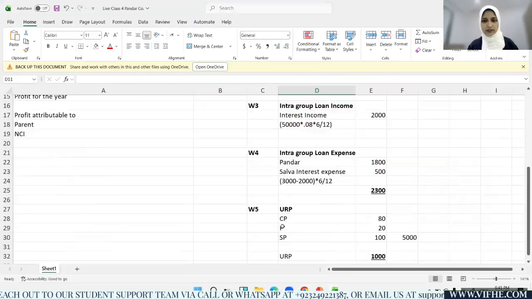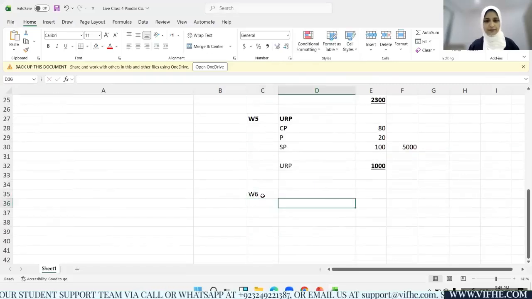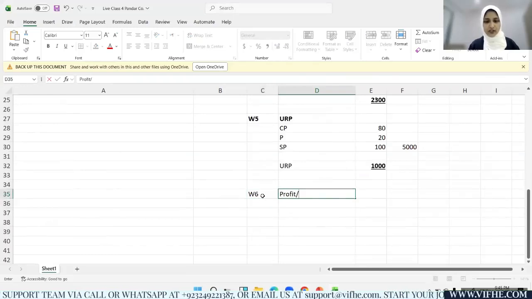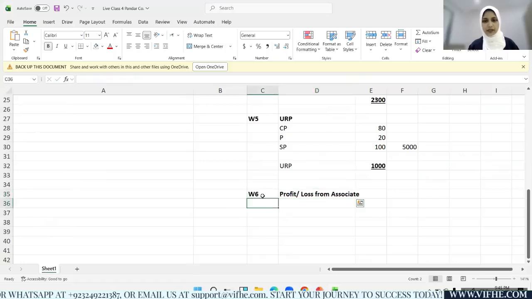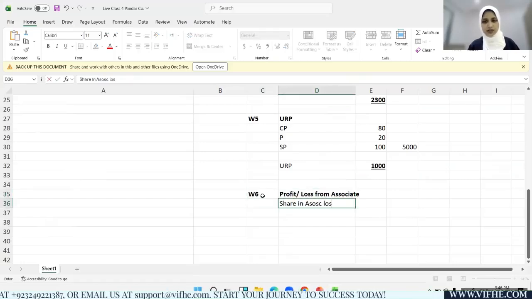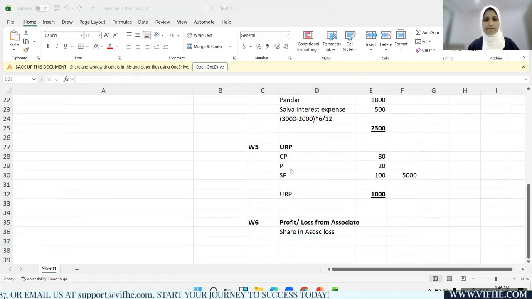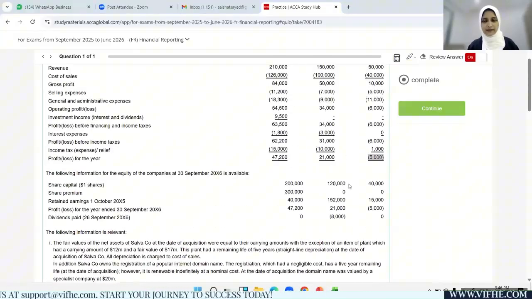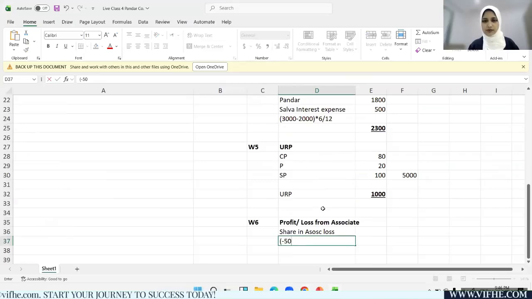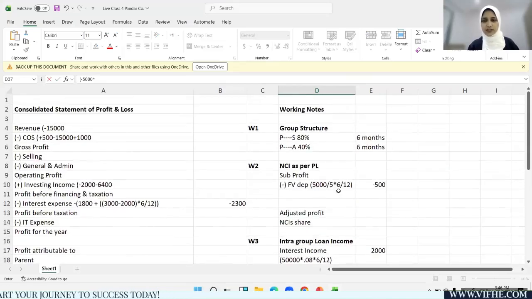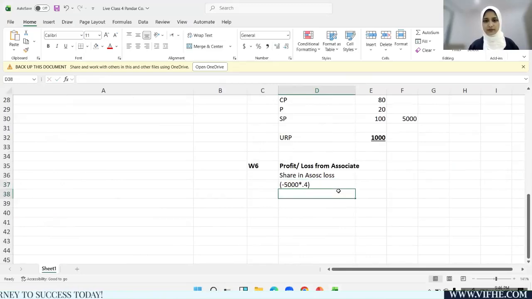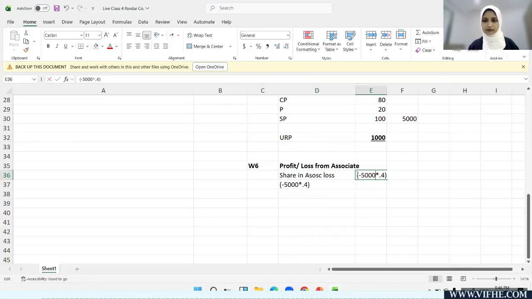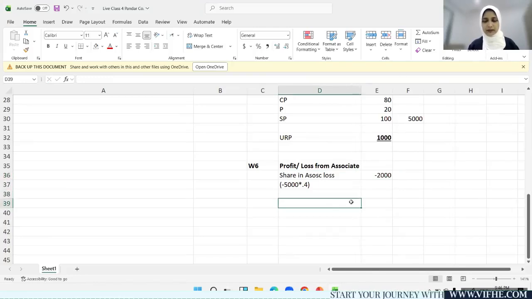So you'll make a working for the associate, okay? Working 6, profit slash loss from associate. So share in associate's loss is how much? It is a 5 million into how much percentage? 40 percentage. Okay, this is my profit or loss from associate.